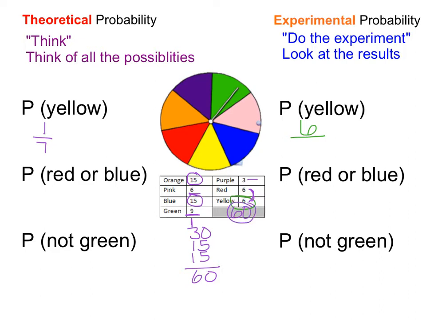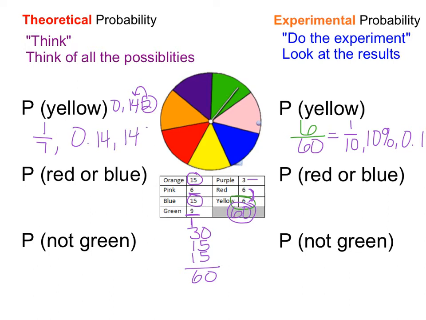So that means I got yellow 6 out of 60 times. So now I can simplify this to 1 out of 10, or 10%. Now over on the other side, 1 out of 7 then, I'm going to take 1 on my calculator and divide by 7, and I get 0.142. Now the 2 is not big enough to push it, so my decimal is 14 hundredths, or 14%.